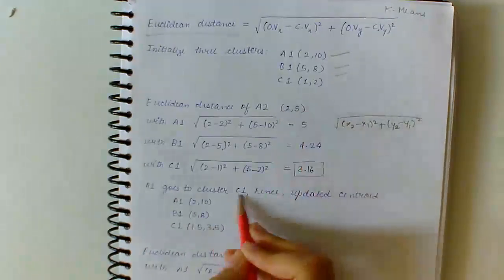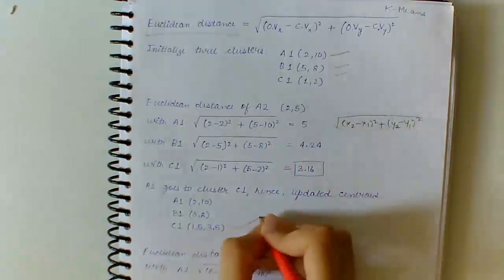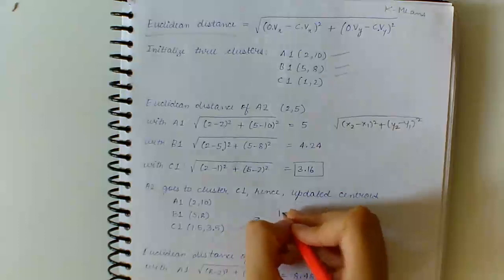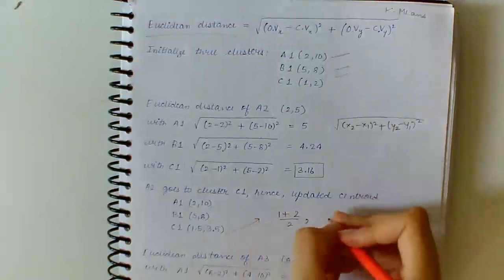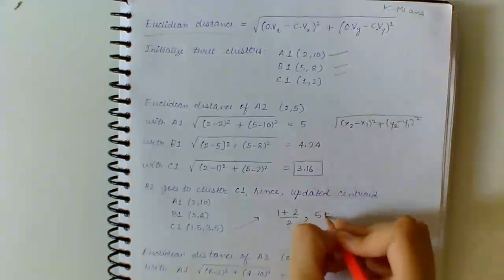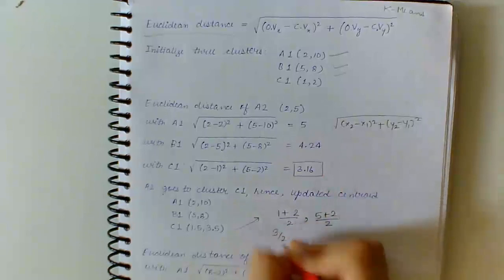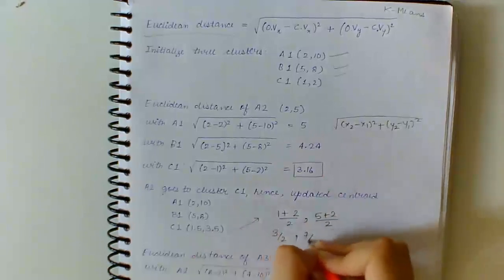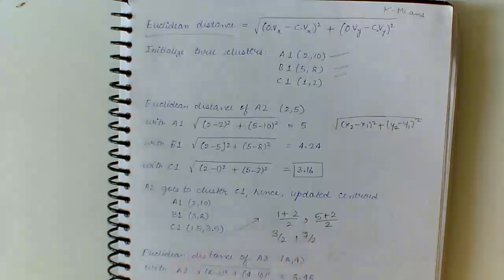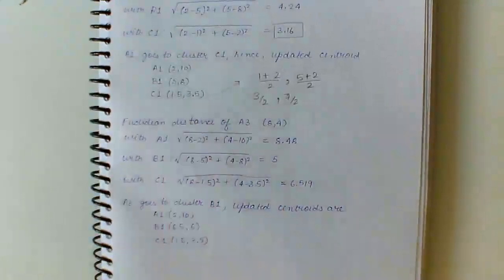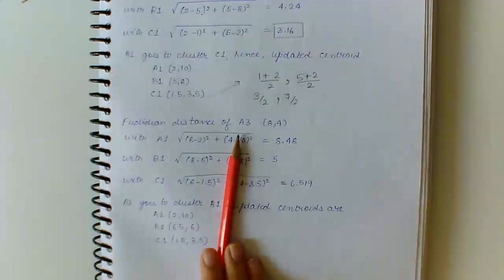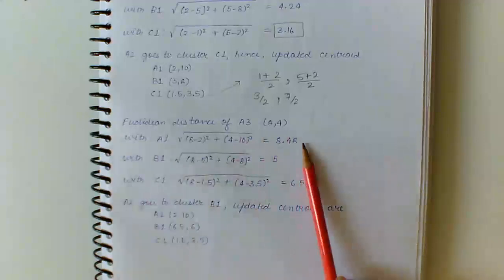So as A2 gets in the cluster with C1, we update the centroid of this cluster. It now becomes (1 plus 2) by 2, (2 plus 5) by 2, that is 3 by 2, that is 1.5, and 7 by 2, that is 3.5. So this is the normal formula for calculating the new centroid of the cluster.